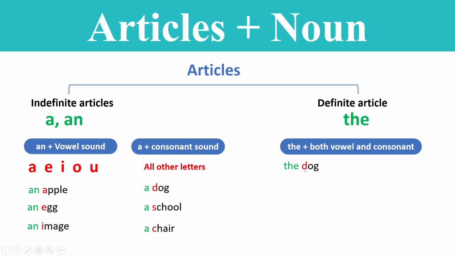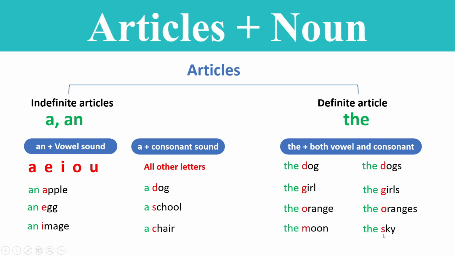The dog, the dogs. In the first example, "the" is used with a singular noun which begins with a consonant letter. Here, "the" is used with a plural noun. The next example: the girl, the girls, the orange, the oranges. In this example, you can see "the" with a noun that begins with a vowel sound. The last example: the moon, the sky.